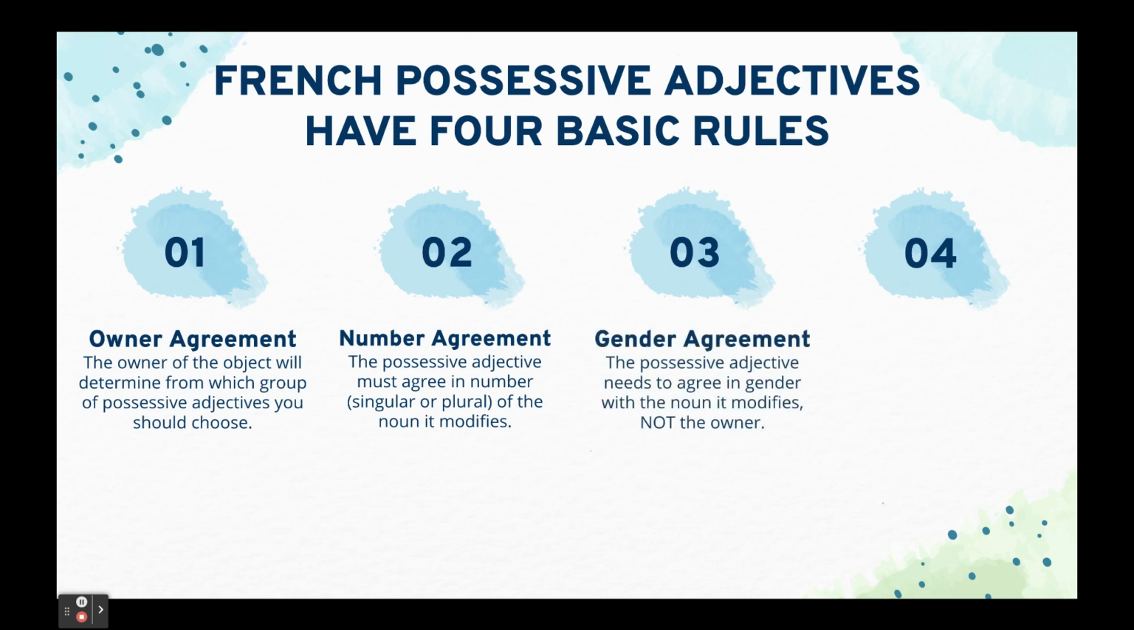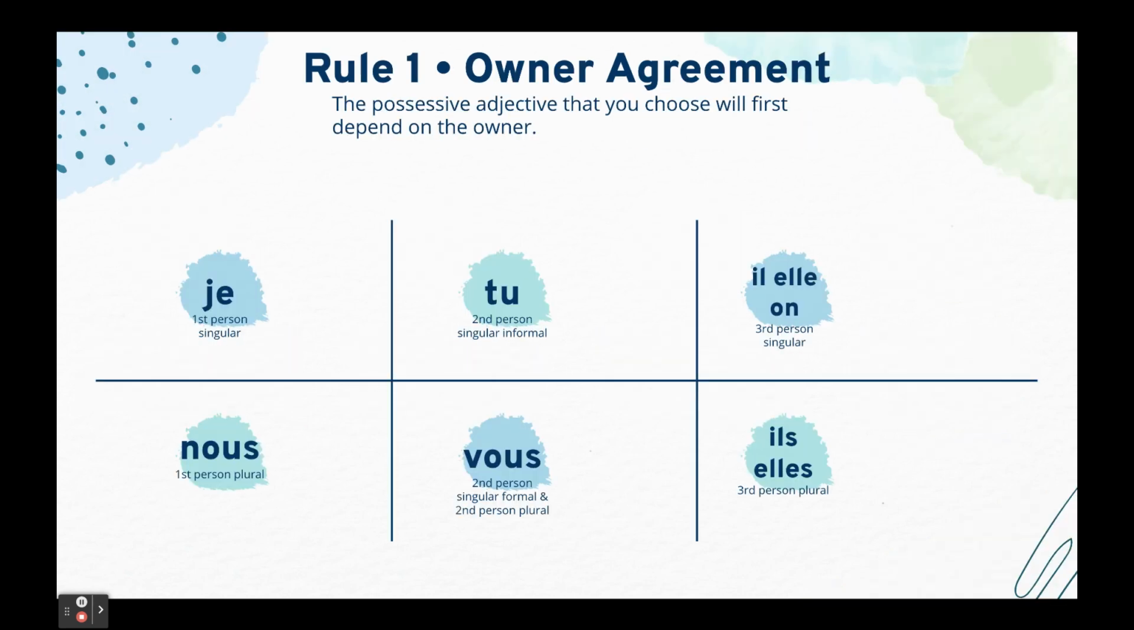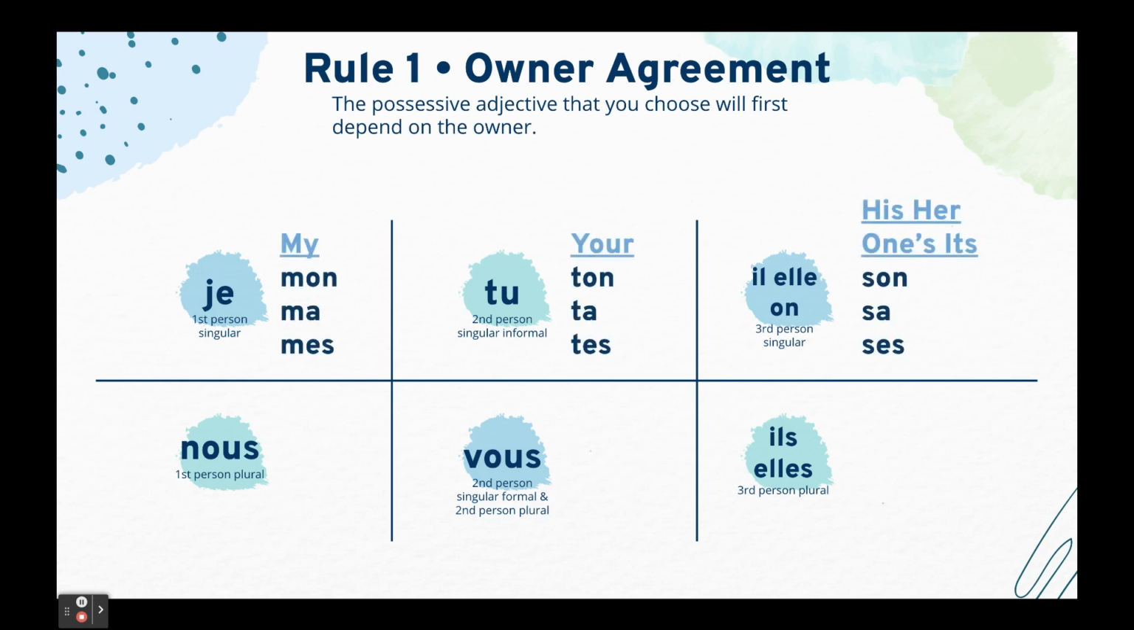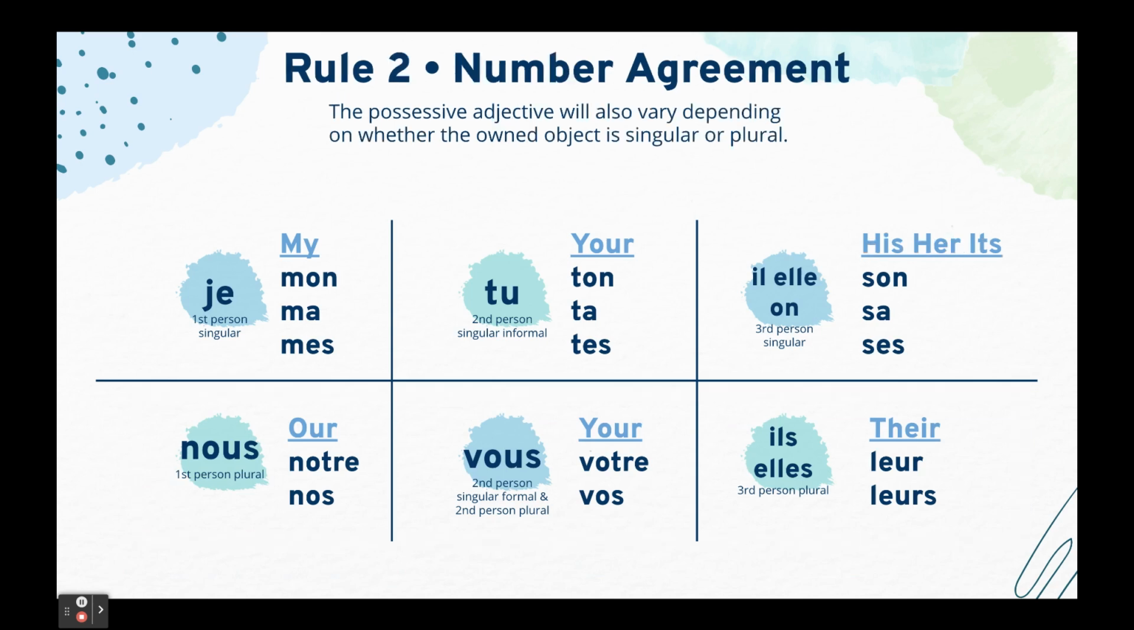The third rule, gender agreement. Doesn't matter with these possessive adjectives. And the fourth rule also doesn't matter with these adjectives. So gender agreement isn't an issue anymore. So our owner agreement, remember, je, we had mon, ma, mes, tu had ton, ta, tes, il, elle, and on, you, son, sa, ses. For nous, we're going to focus on these at the bottom. We have notre, nos, vous, we have votre, vos, and il and elle plural, we have leur and leurs, but the second one has an S. So we'll just look at this group here, these three at the bottom.